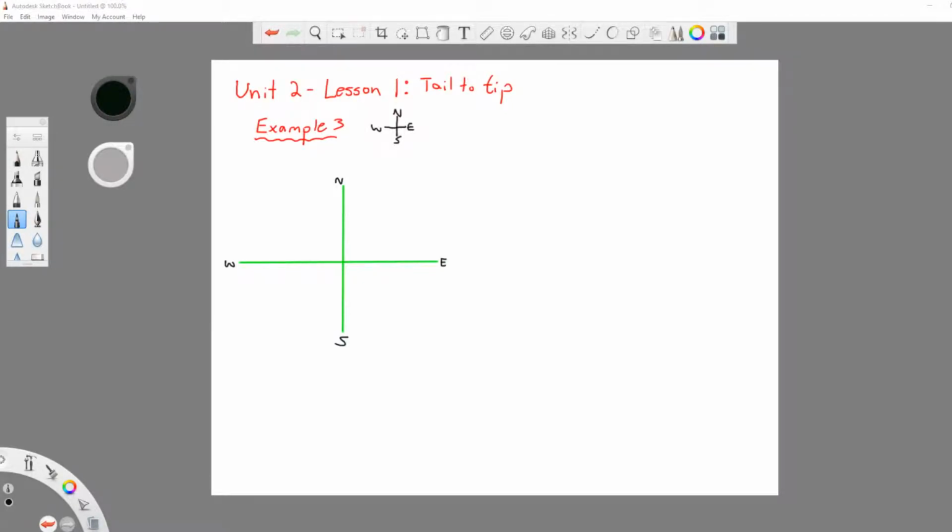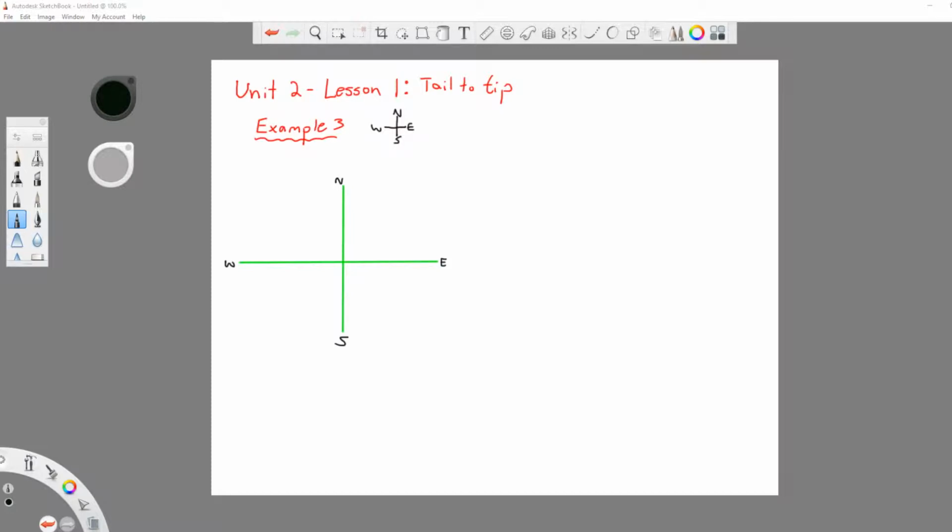All right, welcome to Unit 2, Lesson 1, Tail to Tip, Example 3. Now this example is going to be a little bit more involved than the first two. We're no longer just describing the coordinate system, but we're actually going to be creating our first tail to tip vector diagram.